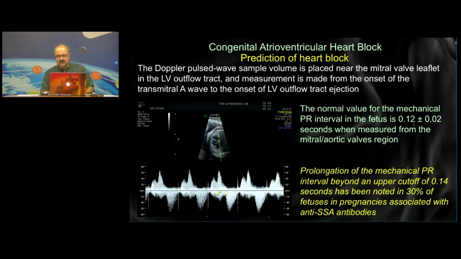And in the fetus, this is 0.12 plus minus 0.002 seconds when measured from either the mitral or the aortic valve region. Prolongation of the mechanical PR interval beyond an upper cutoff of 0.14 tells me that about one third of these patients are being troubled. That is an excellent, simple way of looking at flow, quantifying the flow, thereby measuring the actual mechanical PR interval and being able to predict disease.